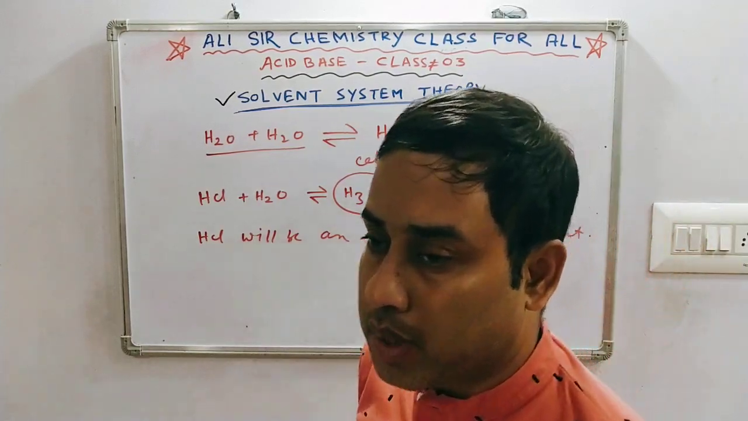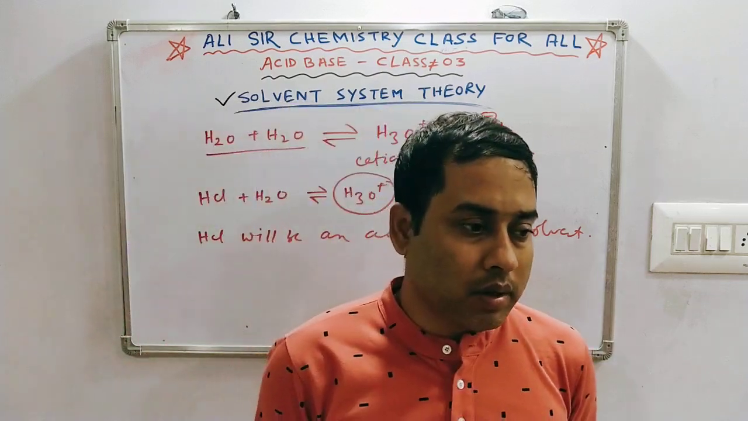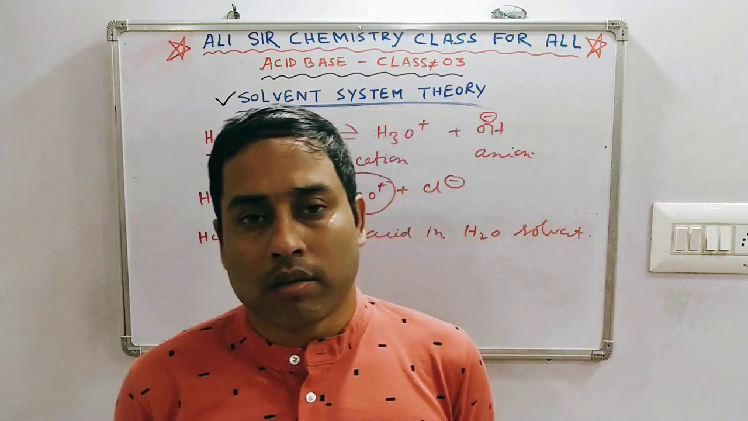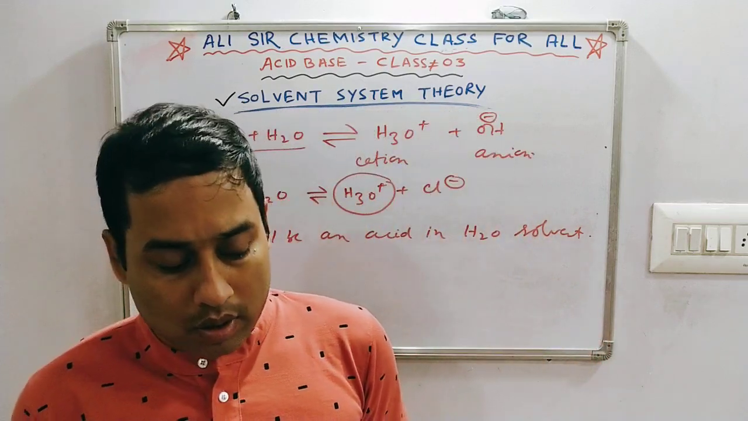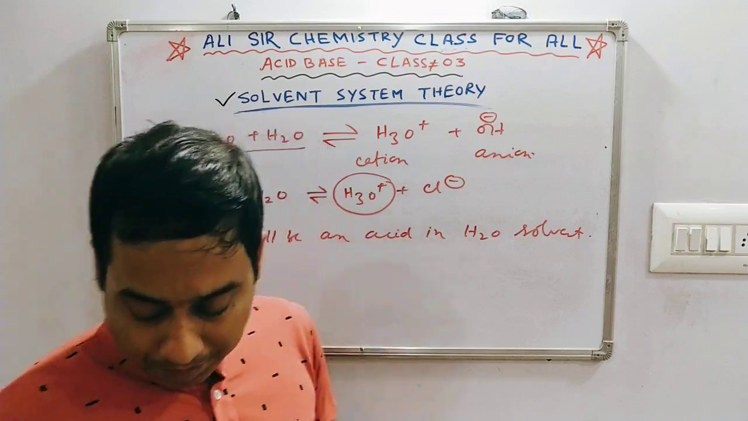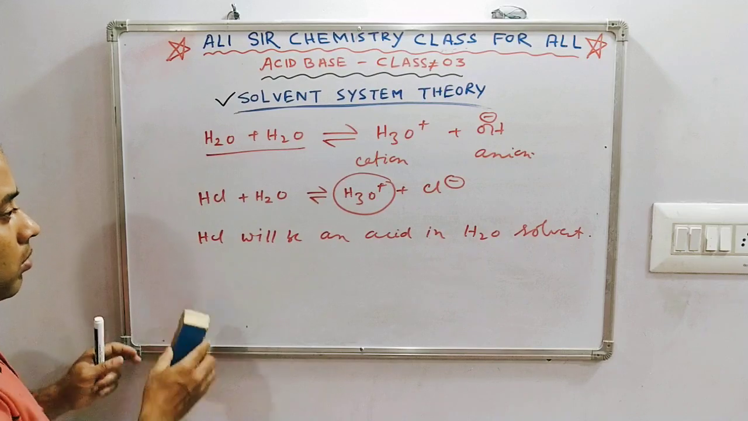So it is basically solvent dependent acid base properties. One molecule may act as an acid in one solvent, but at the same time it may act as a base in other solvents. I will give an example later. So HCl will act as an acid in water solvent.